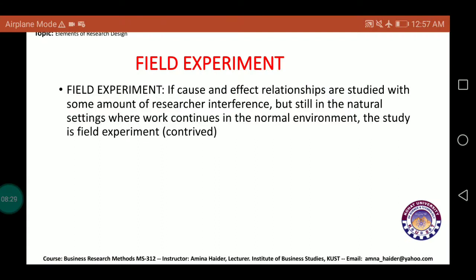Here, there is a small mistake, or it might be a misprint. The bracket is showing that it is a contrived setting study. Field experiments are non-contrived studies, because such studies are conducted with very limited intervention on the part of the researcher.